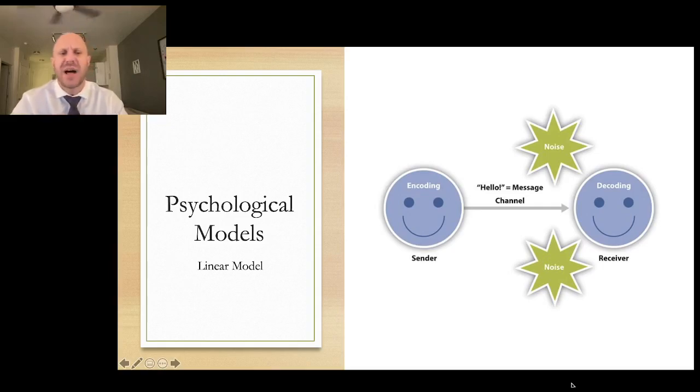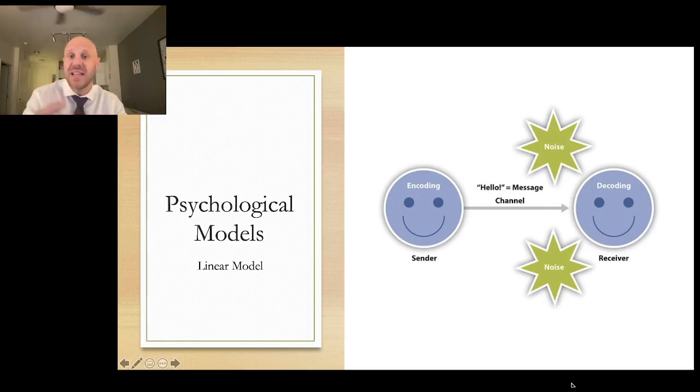The psychological model called the linear model is a pretty simple one, and it gives us some key terms for understanding communication. A sender, a receiver. What does a sender do? A sender encodes a message. They craft a message that is able to be sent.